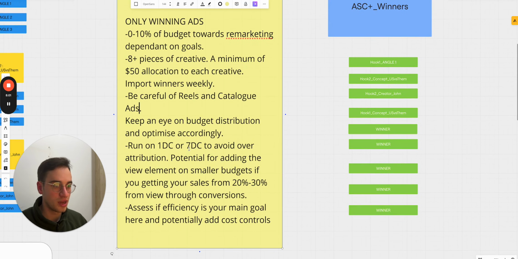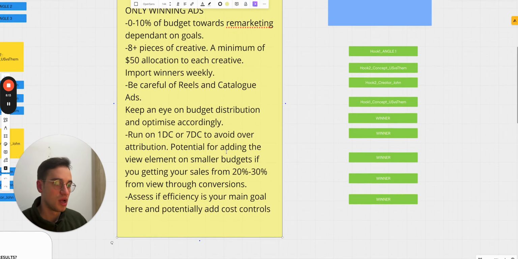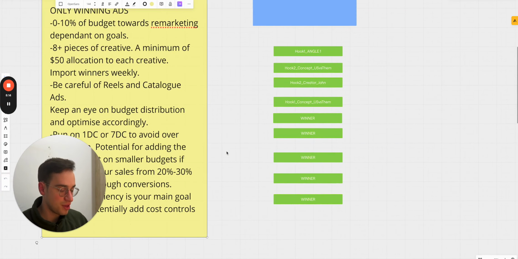Okay, around 1 day click or 7 day click, the same applies. And really assess whether efficiency is your main goal. I highly recommend adding a cost cap here based on your CPA target, so you can be efficient. But that's the main thing in terms of an AC plus campaign.